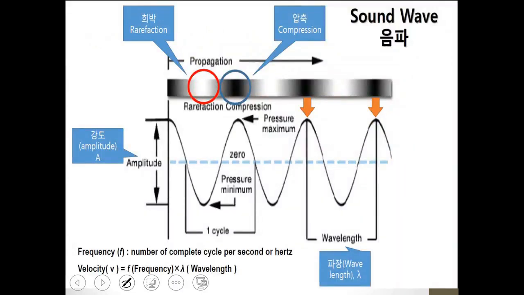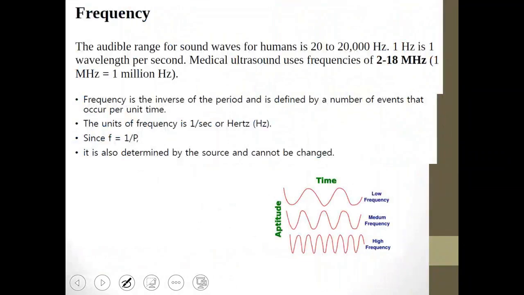In the context of the number of cycles, it is a product of frequency and wavelength. Frequency multiplied by wavelength. Now, I say that the frequency from 2 to 18 megahertz is what I consider using in medical ultrasound. So I say the frequency from 2 to 12 megahertz is what I consider using.